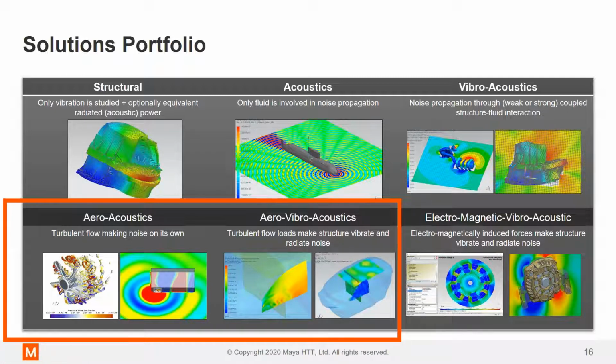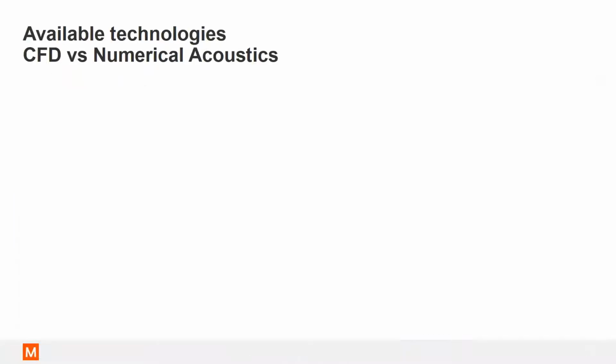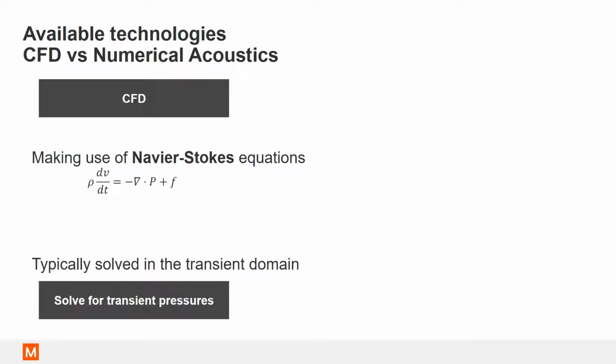So let's just begin and talk about the available technologies right now within the Siemens portfolio. Within STAR-CCM+, we have two available technologies to help resolve such acoustic problems. First, for a pure aeroacoustic problem, the source is essentially pressure fluctuations.